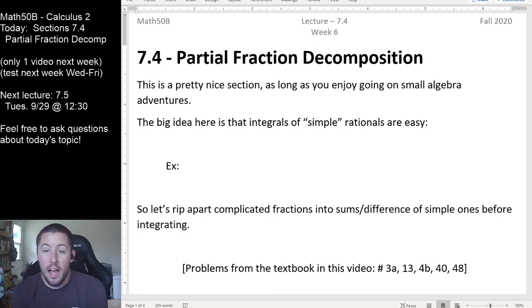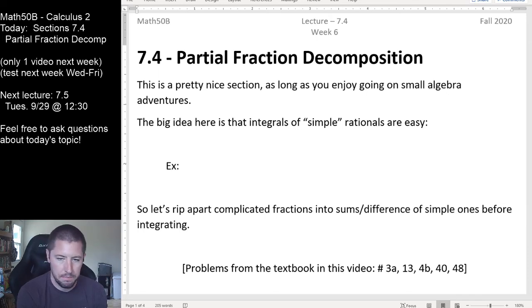As long as you enjoy going on small algebra adventures, I think you're going to find this to be a very satisfying section. This is really just saying, what's the smartest algebra that we can do to make our integration as easy as possible? The big thing about 7.4 is there is no major calculus idea happening in this section. The major idea here is to recognize that you're better at algebra than you think you are, and that you should be able to do some heavy algebra lifting in order to make sure that you don't have to work too hard when it comes to the calculus ideas.